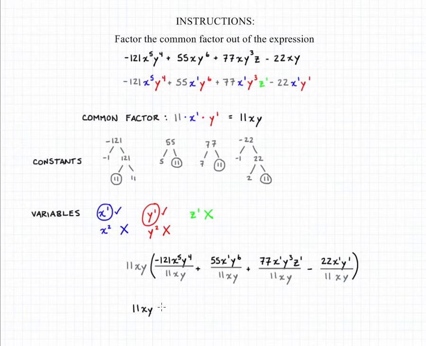And so our final answer is going to be 11xy multiplied by the quantity negative 11x to the fourth, y to the third, plus 5y to the fifth, plus 7y squared z minus 2.